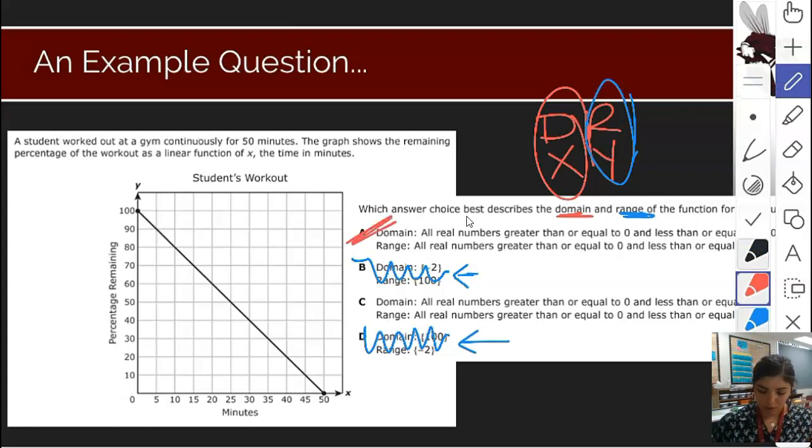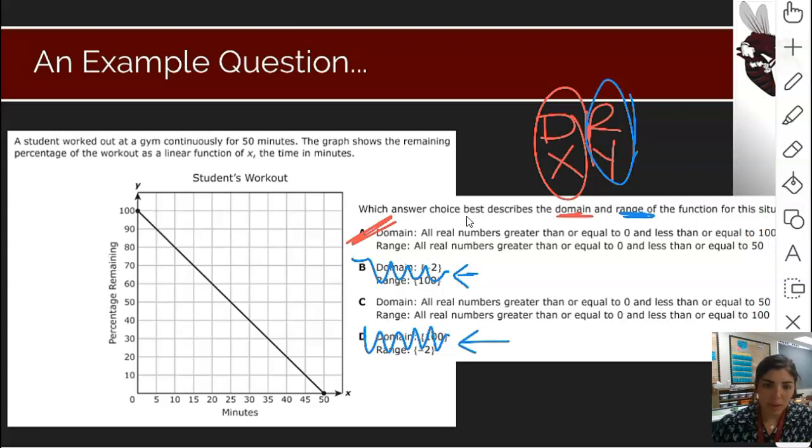And we're going to read answer choice C, which says the domain is all real numbers greater than or equal to 0. Yeah, we start at 0. And less than or equal to 50. We ended at 50. And it's a closed dot on both, so that's why we're allowed to say or equal to. Sounds good. Let's check the range.